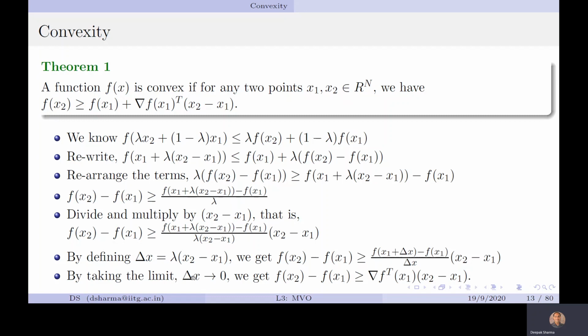Once it is done, and if we take the limit of delta x tends to 0, you know that this particular term is nothing but the gradient of the function. So we are writing the same term as f(x2) minus f(x1) greater than the gradient of the function transpose at x1, times (x2 minus x1). And this equation and the one given in theorem 1, both of them are the same.